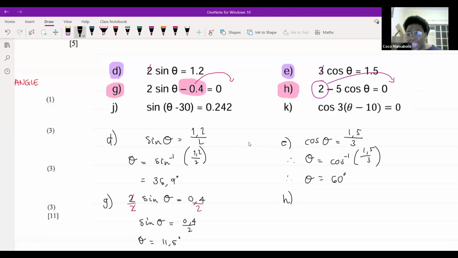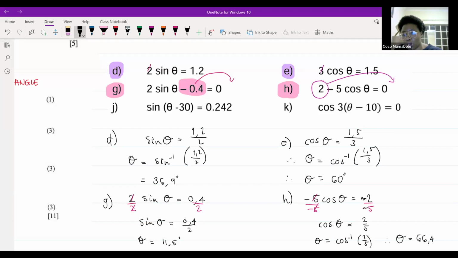I'm going to end up with negative 5 cos theta is equal to, the 2 goes over and becomes negative 2. And then I'm going to divide both sides by -5. Those two will cancel. So now I've got cos of theta is equal to, now the negative and the negative will cancel each other out, and I will have cos of theta is equal to 2/5. Then theta is equal to arc cos of 2/5. Therefore, theta is equal to 66.4 degrees.